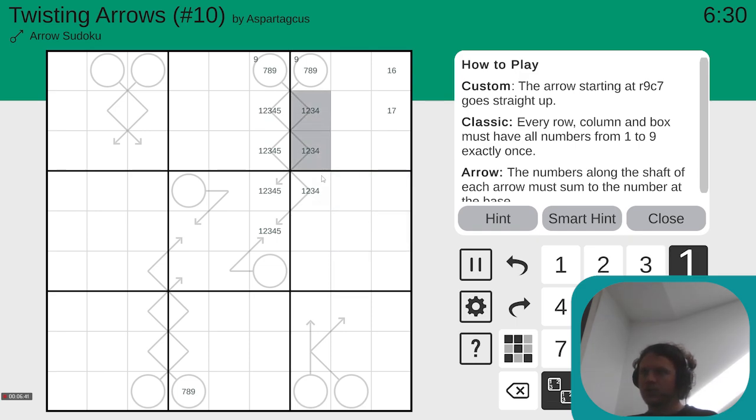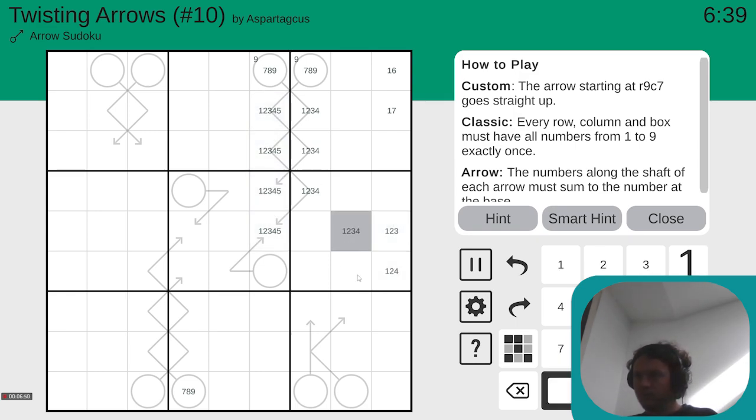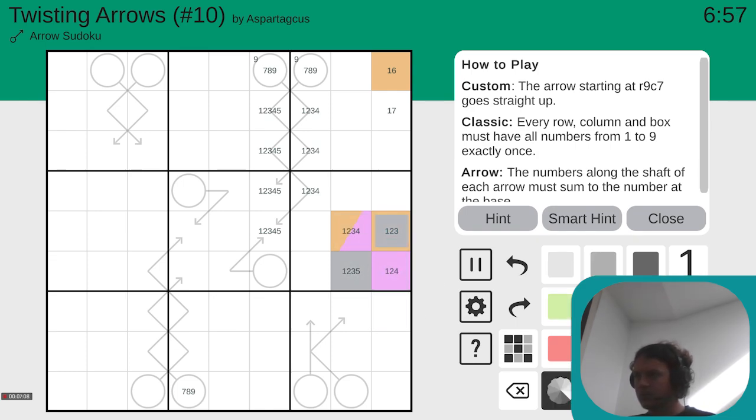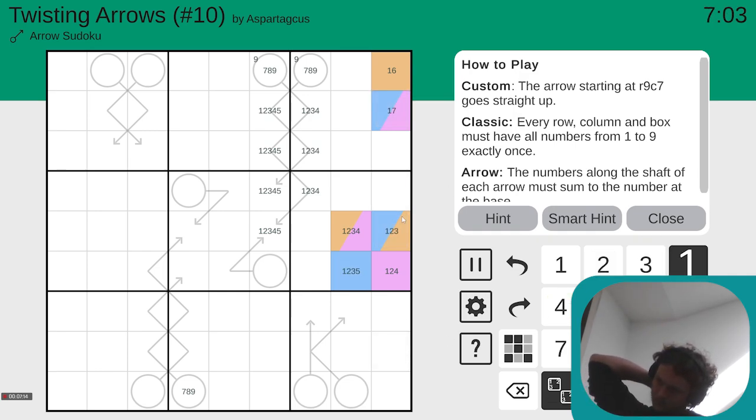So these cells here, on the right hand side, either have to be a 1, 2, 3, or a 1, 2, 4. And these cells on the left either have to be a 1, 2, 3, 4, or a 1, 2, 3, 5. And if we add up to 16, those add up to 16. And then these add up to 17, and those add up to 17. Because that's 6, 7. Yeah, that's it. So the two pinks are 17, the two blues are 17, and the two oranges are 16.